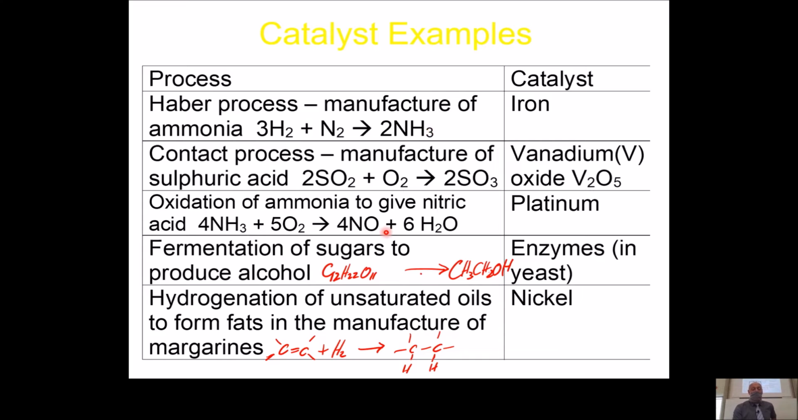Anyway, that's ammonium. So that's the process to make nitric acid. Platinum turns out to be the catalyst there. Fermentation of sugars to produce alcohol.